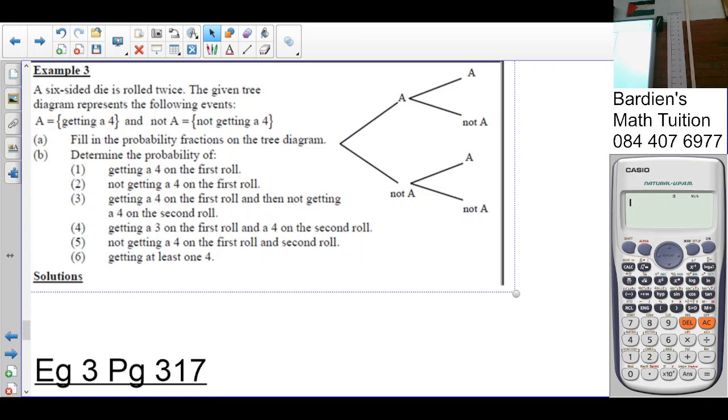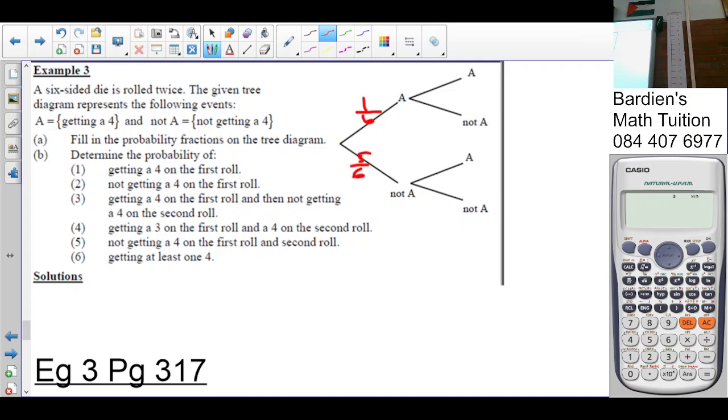So if A is a 4, then what is my probability of tossing a 4 on the dice? 1 out of 6. And what's the probability of not getting a 4? 5 out of 6. Can you see that? A, which is getting a 4, 1 out of 6, and then not A, 5 out of 6. That's the first answer.